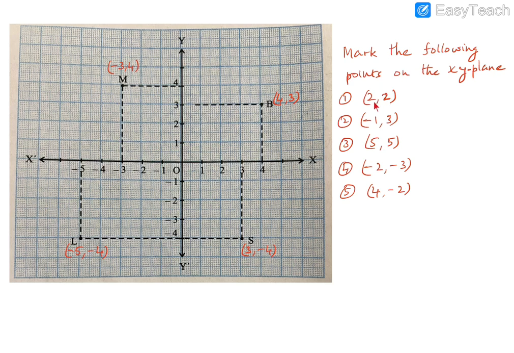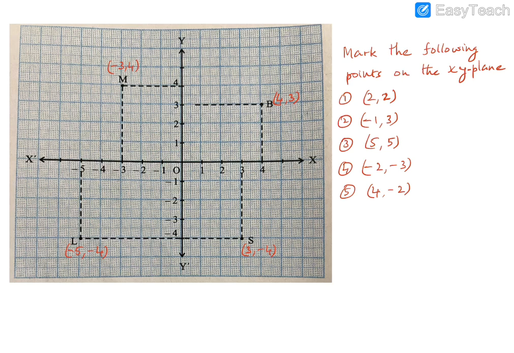So the first point that we want to mark is 2, 2. The x coordinate is 2 and the y coordinate is also 2. So the way to do this is, the first coordinate is the x coordinate. So on the x-axis, we go to 2, and on the y-axis, we go to 2 and see where those two coordinates meet. So we go 2 units on the x-axis and then 2 units on the y-axis.